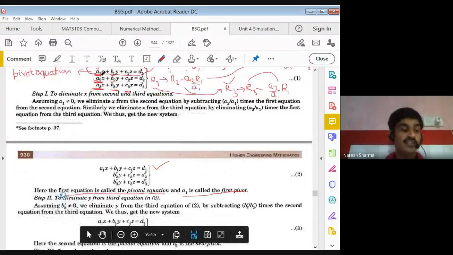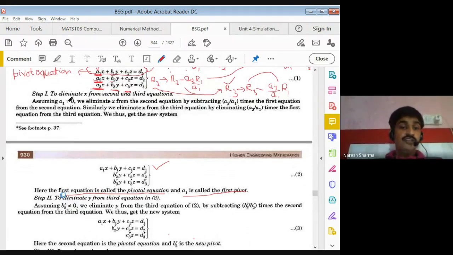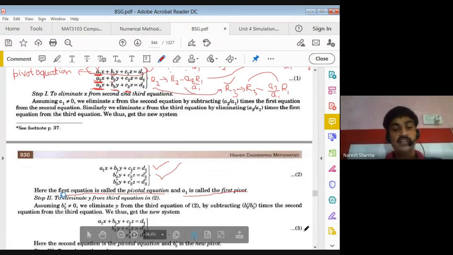In this, it is necessary that your A1 should be not equal to 0. So if it is equal to 0, we can shift A2 or A3 to the first location. How we do that? That we discuss after doing this. So after using your first pivot equation, we eliminate x from your second and third equation. So the new system of equations is this one.